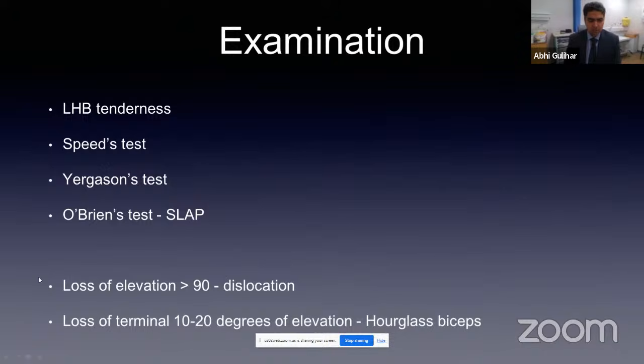Now, there are certain papers that would say if you cannot elevate more than 90 degrees, even passively, then the biceps could potentially be dislocated. Highly non-specific. Loss of terminal 10 to 20 degrees of elevation can happen if you have an hourglass biceps, which means that the intra-articular biceps is so hypertrophied that it has got an hourglass shape and it cannot escape the shoulder. So when you try and move your arm upwards, then it abuts against the labrum, the coracoid, and the cuff. Now, again, highly non-specific because a lot of people will have loss of terminal elevation.